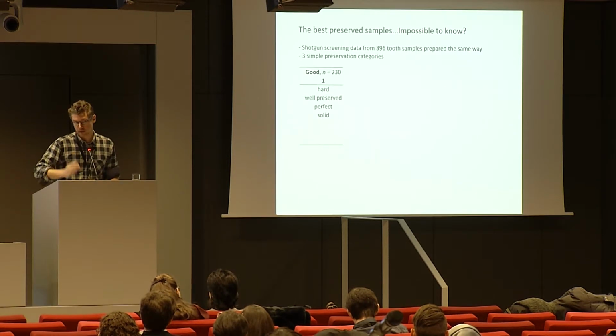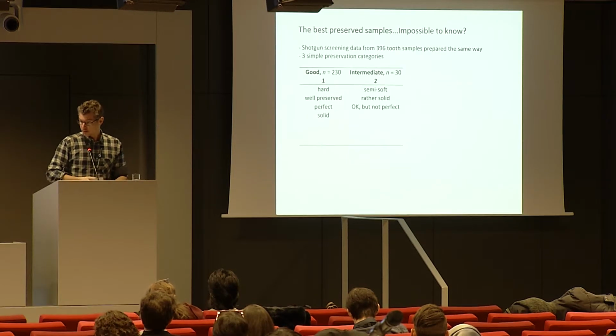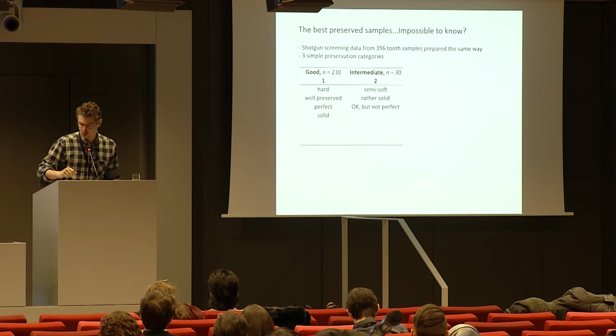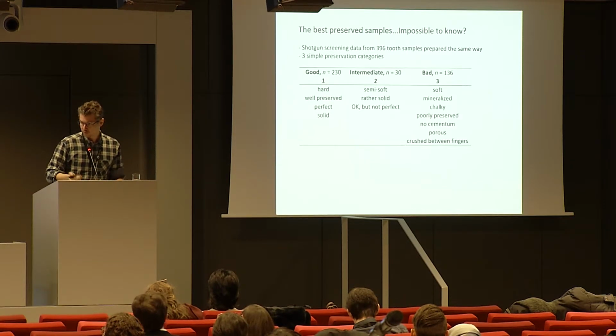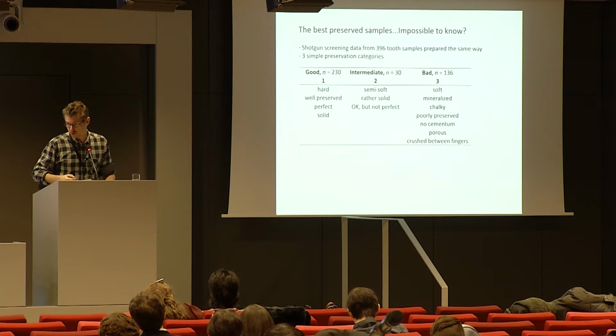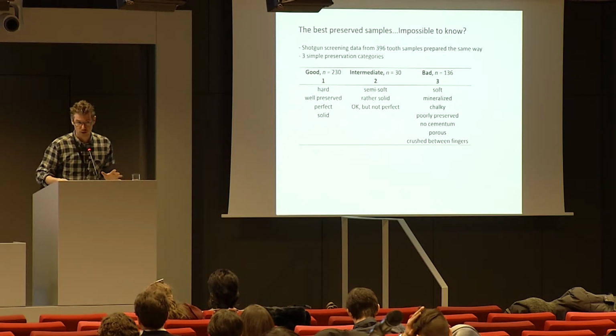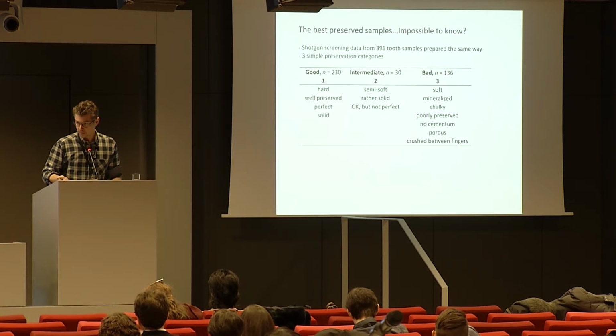Then I pulled them into the well preserved category. Intermediate was when they had noted things like semi-soft, rather solid, okay, but not perfect. And then poor preservation was assigned with words like soft, mineralized, chalky, no cementum layer visible, or the tooth crushed between the fingers or whatever. So very crude measures of just looking at this.